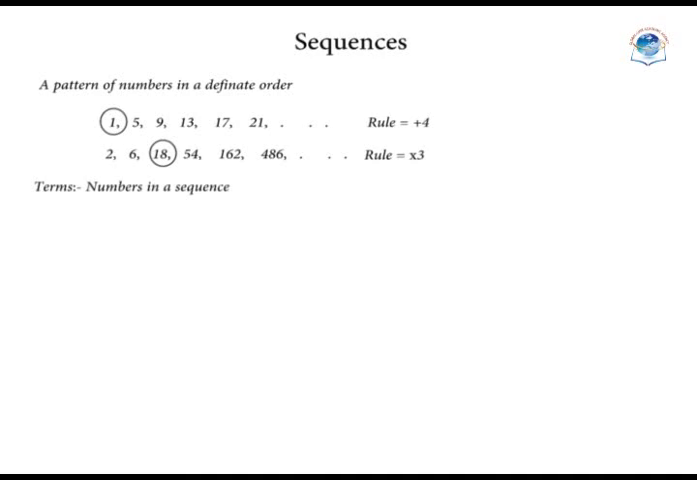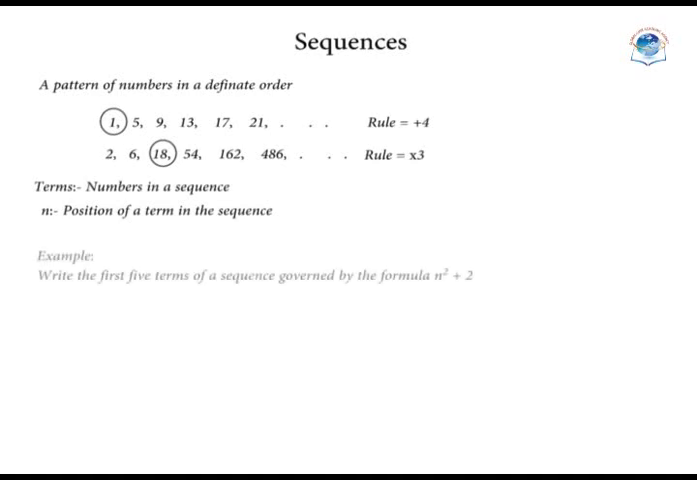When the rule governing a sequence is given, we can determine the terms of the sequence. The position of a term in a sequence is represented by n. For example, in our pattern, 13 is the fourth term, and so n for 13 is 4. 21 is the sixth term in the second sequence, and so n is 6.